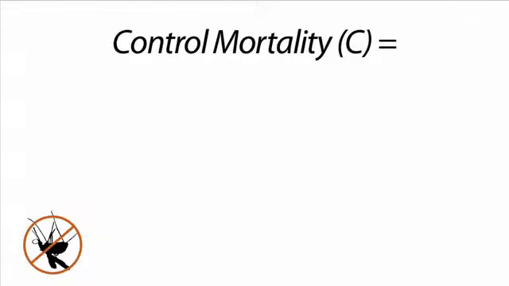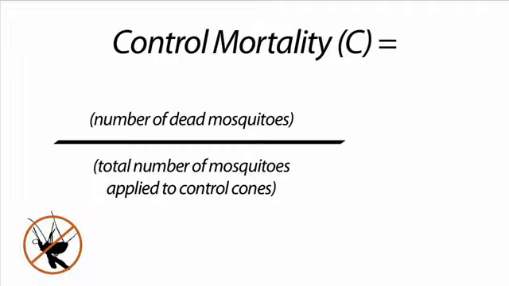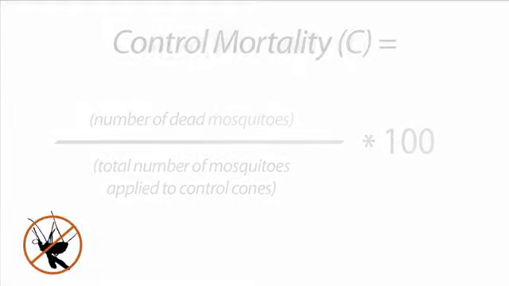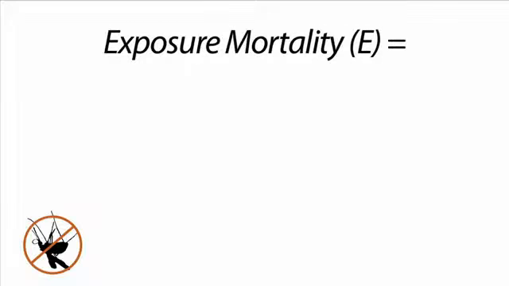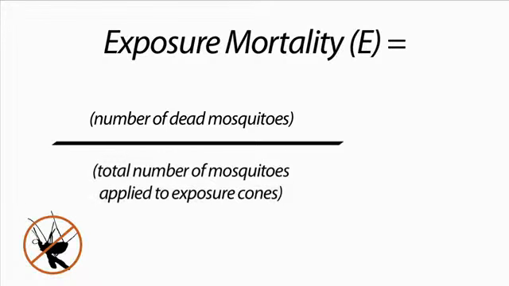The rates of mortality are calculated as follows. Control mortality, C, equals the number of dead mosquitoes in the control cone divided by the total number of mosquitoes applied to the control cone, multiplied by 100. Exposure mortality, E, equals the number of dead mosquitoes divided by the total number of mosquitoes applied to the exposure cones, multiplied by 100.